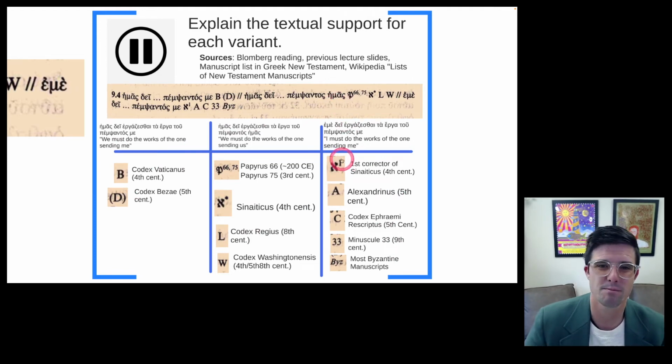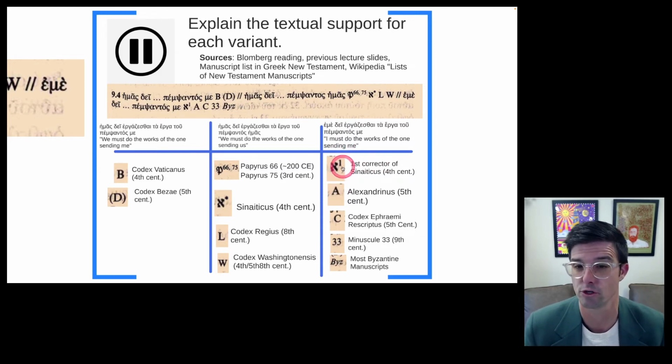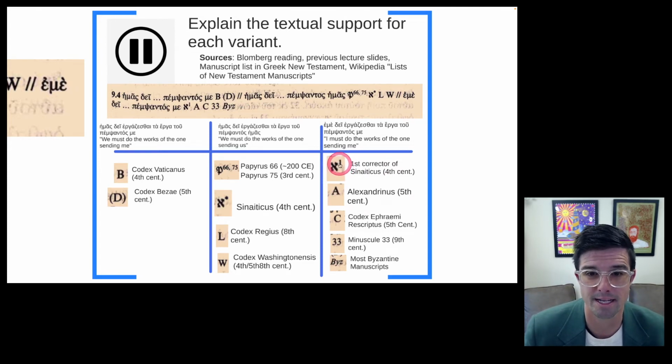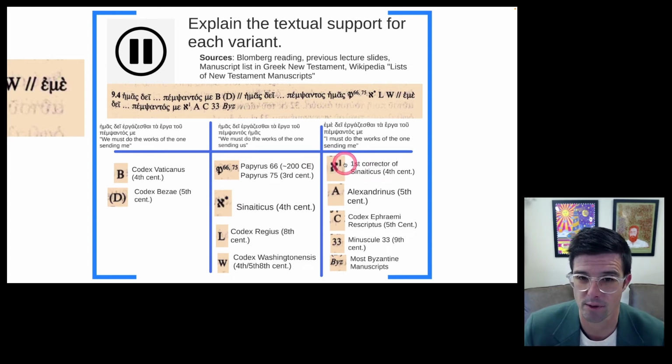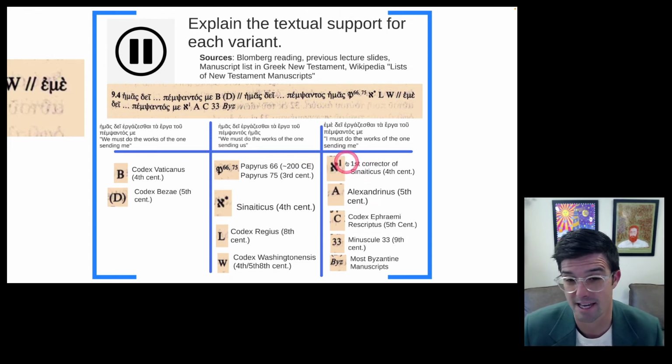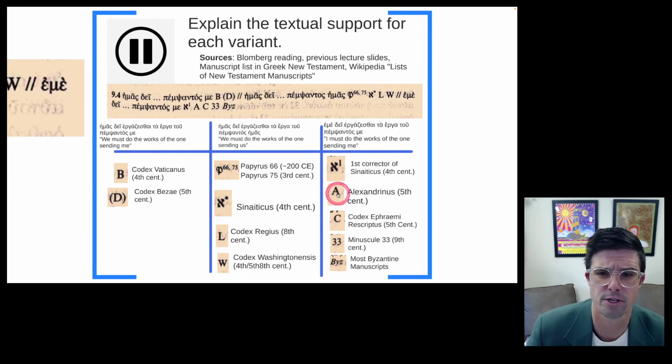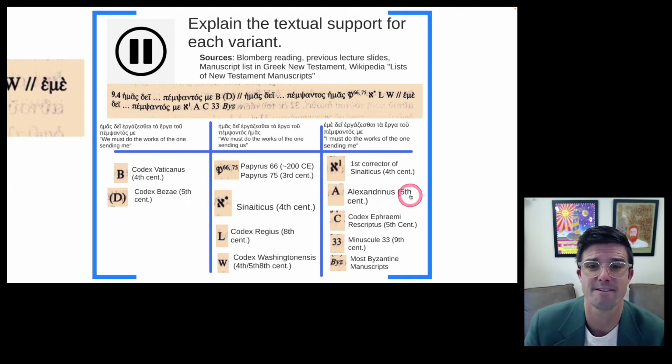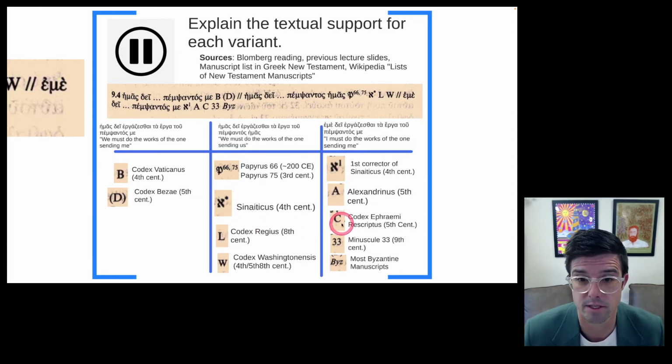But the 5 that are presented here, the first is going to be the first corrector or the first changer or amender of Sinaiticus. So that's what this 1 means after the aleph. It was referring to the same manuscript, but the asterisk means the original, and 1 is the corrector. And if there were subsequent correctors, we would get 2, 3, etc. A is going to refer to Alexandrinus, an uncial from the 5th century. Remember, all of our large capital letters are referring to uncials, or what are also called majuscules.